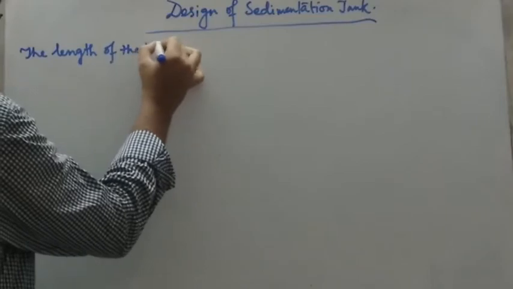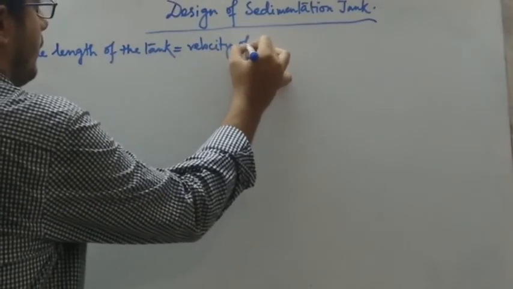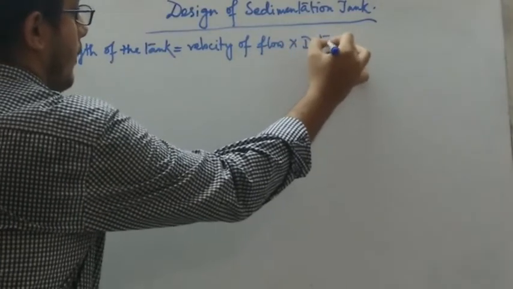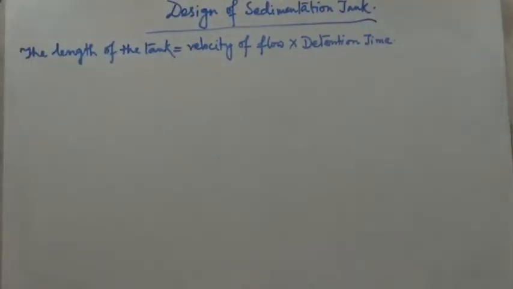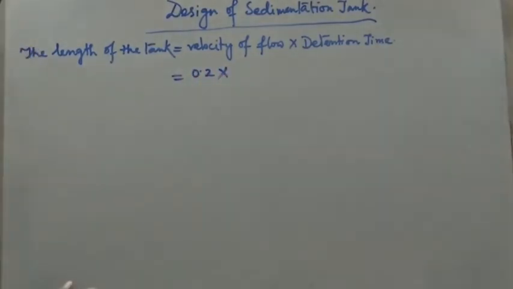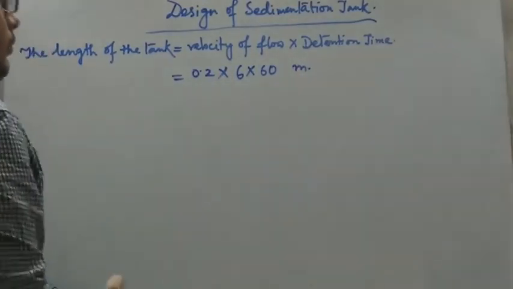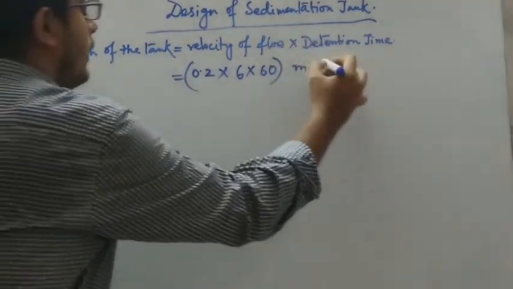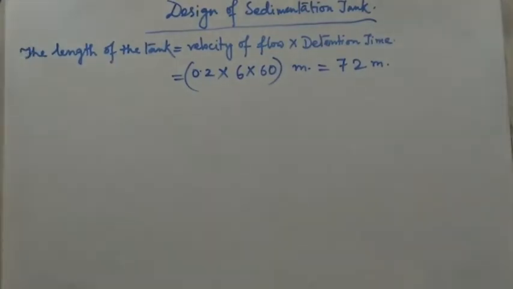So the length of the tank is equal to velocity of flow into detention time. So what is the velocity of flow? Velocity of flow is 0.2 meter per minute and the detention time is 6 hours. So this is 0.2 into detention time, 6 hours. We will convert it into minutes, so we will get the value in meter. If we calculate this, you will get 72 meter as the length of the tank.